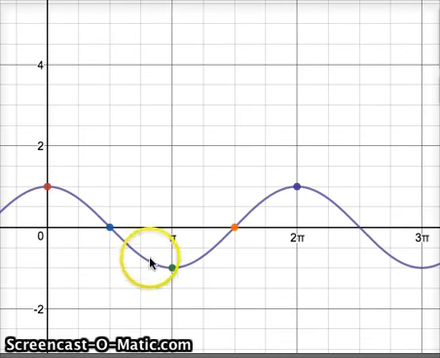Starts at 1, then 0, then negative 1, then 0, then 1. Here's our starting point. Here's our ending point. Starts and ends at the same point. The midpoint is on the opposite side of the curve, and the quarter points are at the midline. The quarter points here are at 0.